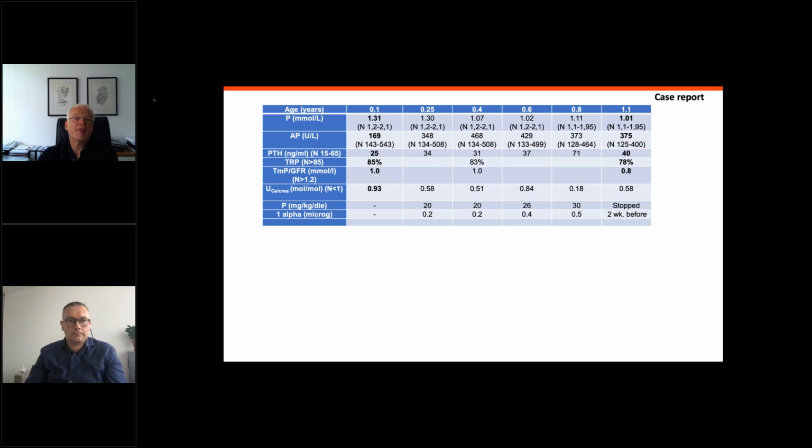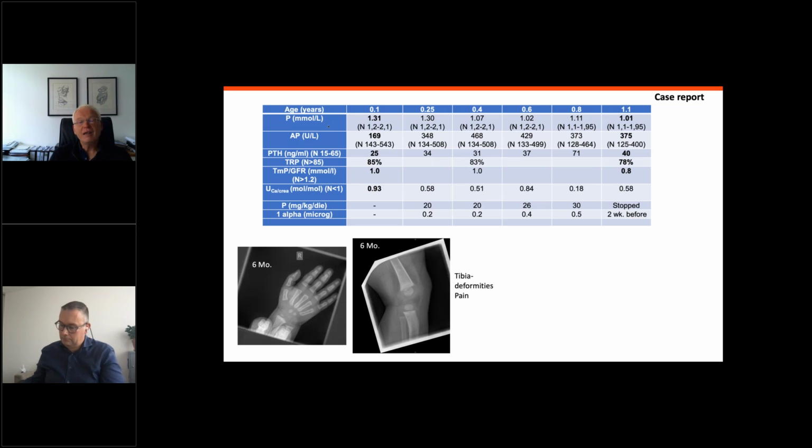0.2 month, and then we started with conventional treatment, and I was quite happy with the treatment because PTH was in the normal range, and alkaline phosphatase levels were in the upper normal range. But I was extremely happy at the age of 1 year with the biochemical findings. However, biochemical findings are fine, but what matters is really the clinical findings.